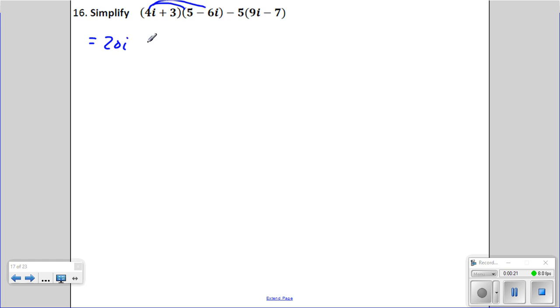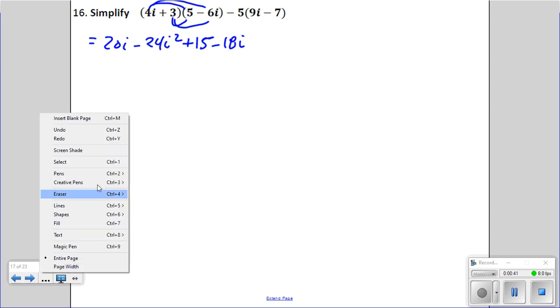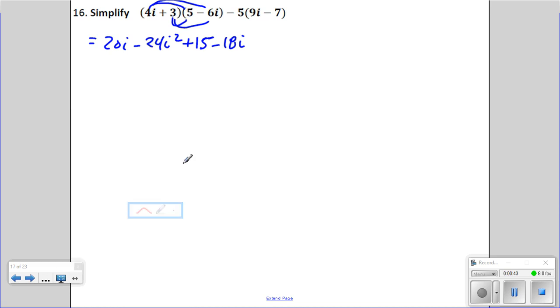4i times negative 6i is negative 24i squared. 3 times 5 is positive 15. And 3 times negative 6 is negative 18i. I then see that the second set of parentheses has a negative 5, so negative 5 times 9 is negative 45i. Negative 5 times negative 7 is positive 35.